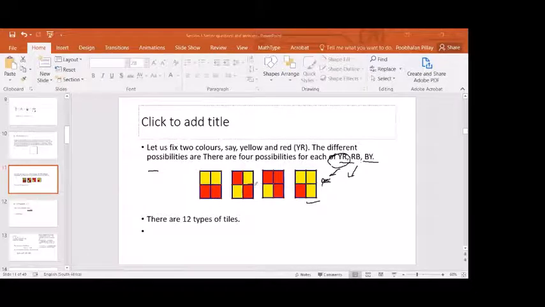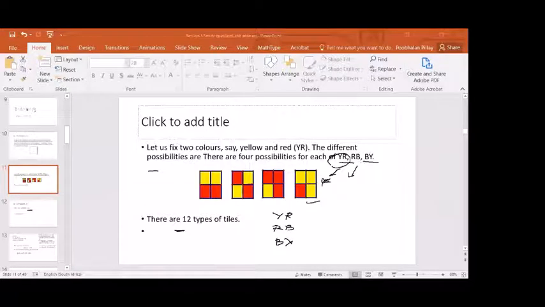So you got 4 for each pair. If I had Y and R, then you got 4 for that. For RB, you got 4 for that. And BY, you have 4 for that. So for different colors, and these are the only choices you have, if you choose 2 colors from those 3, the answer is 4 times 3. The answer is 12. Okay, so let's get on to the next problem.